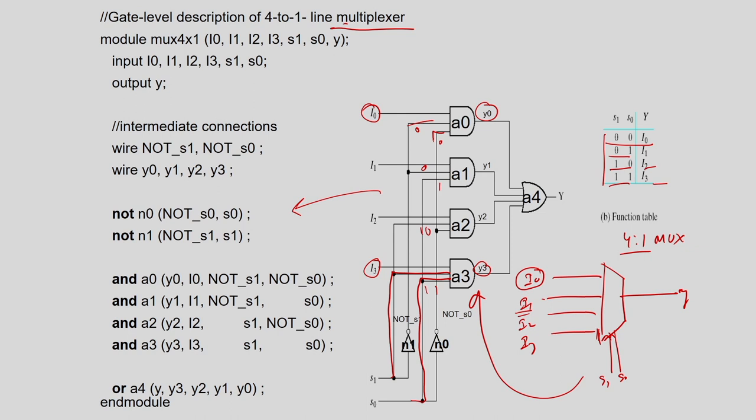If I know these are the connections, I declare a module mux 4:1. You declare the port list. There are 4 inputs I0, I1, I2, and I3, and 2 select lines S0 and S1, and Y is the output. So, I declared that. The inputs are I0, I1, I2, I3, S1, S0, and the output is Y. And you need the intermediate connections, specifically the NOT values. So, I declared the NOT of these, and you also need to declare these wires. All the wires you have to declare, otherwise you are not able to make the connections. So, I declare Y0, Y1, Y2, Y3.